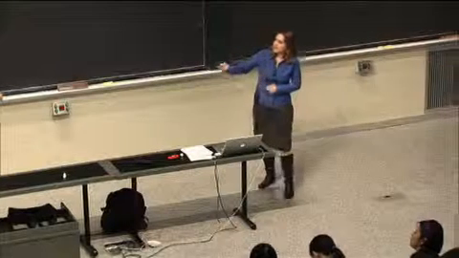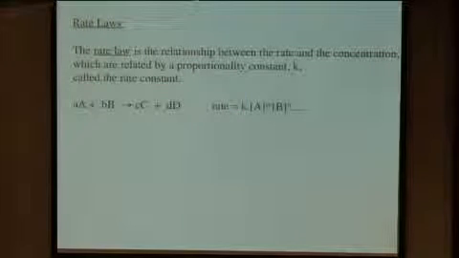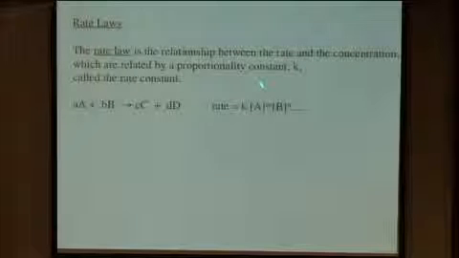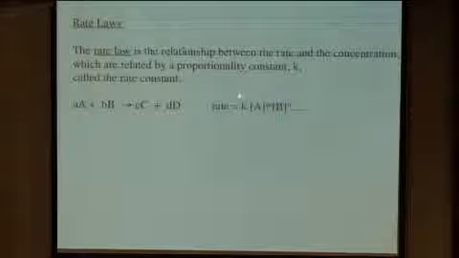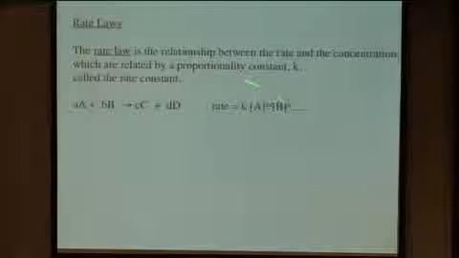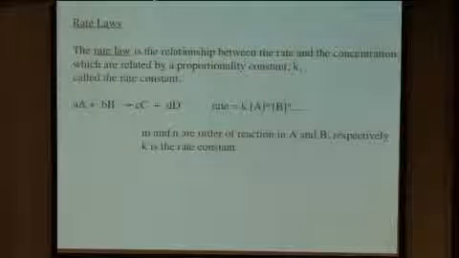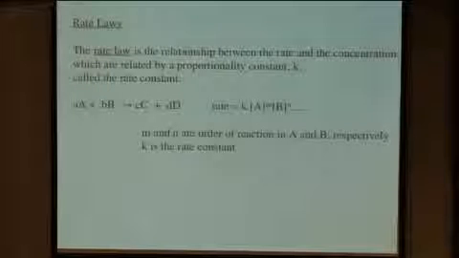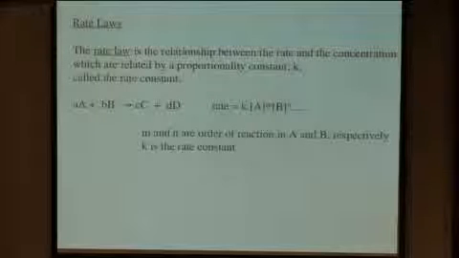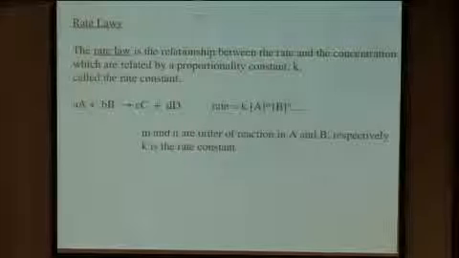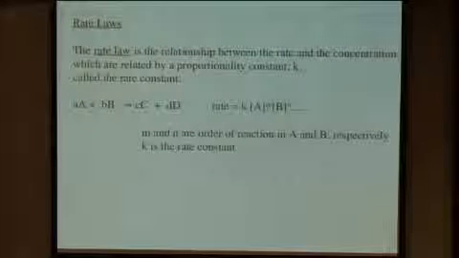So if we had that same reaction here, we could also write that the rate is equal to a rate constant times the concentration of your reactant A raised to a power m and B raised to a power n. So here, m and n are the order of the reaction with respect to A and B respectively. So m is the order of the reaction in A, and n is the order of the reaction in B, and our small letter k here is the rate constant. So that would be an expression for a rate law.